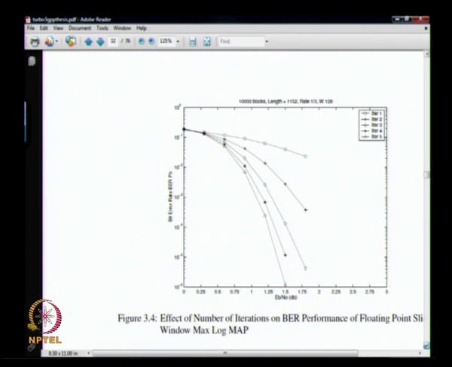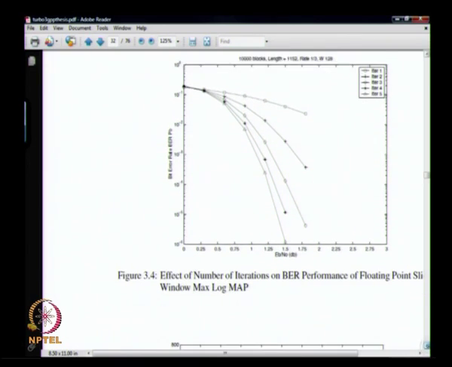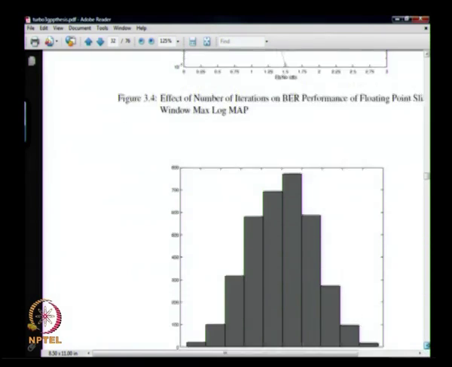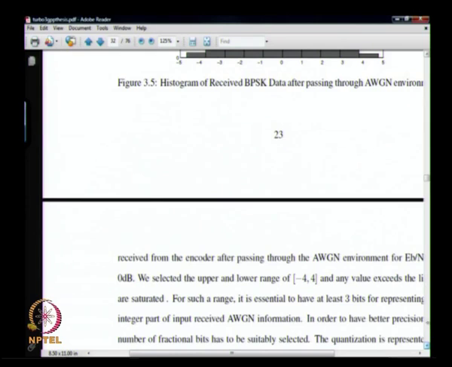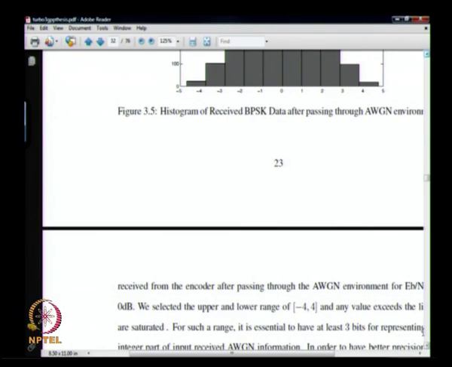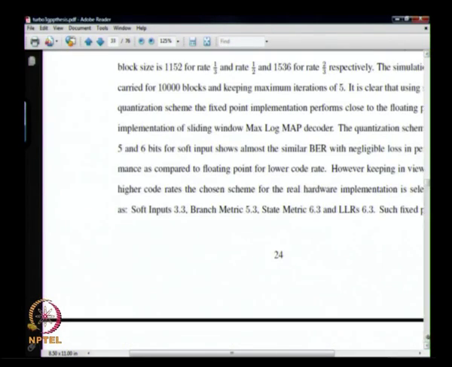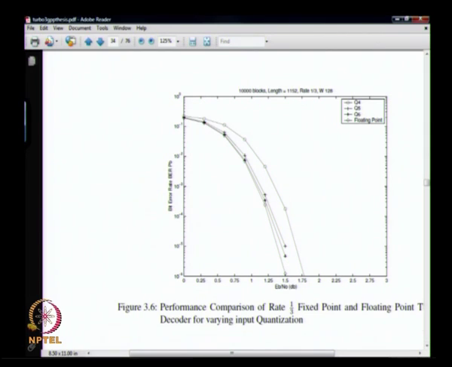And this is still floating point. And then he did some histograms. I don't want to go into details there. And this is fixed point.